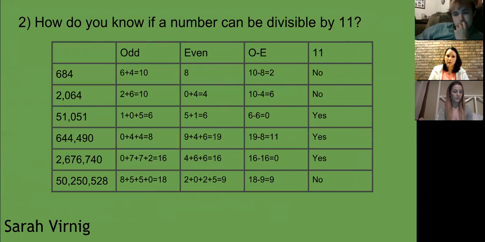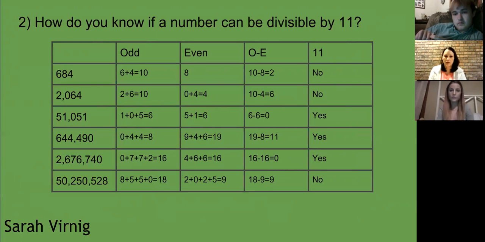So what we do then is take 6 plus 4 equals 10. We only have one even number, the 8. And you always want to subtract the smaller number from the larger number because you don't want to get a negative number. So 10 minus 8 is 2, and we can tell that that will not be divisible by 11.